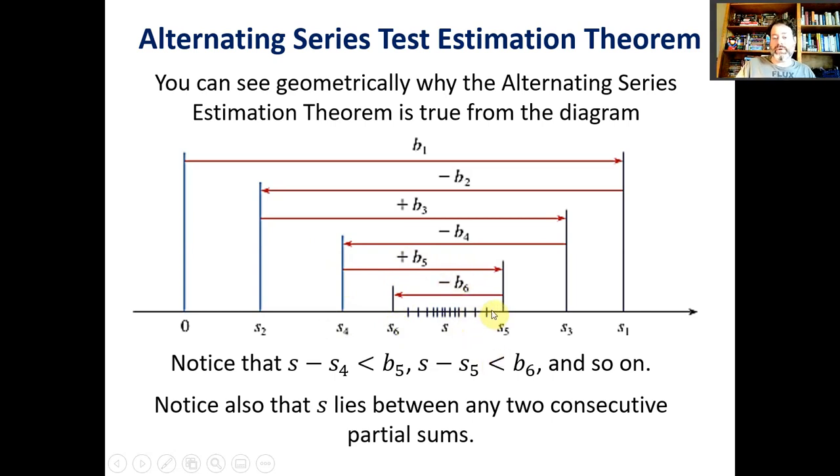And likewise, when I come back the other way, B6 has to be bigger than S minus S5, and so on. Because this thing ping-pongs past S, the error between S and Sn has to be less than the next term. And that's what the theorem says. I'm not proving the theorem, but the graph should make it seem true, I guess.